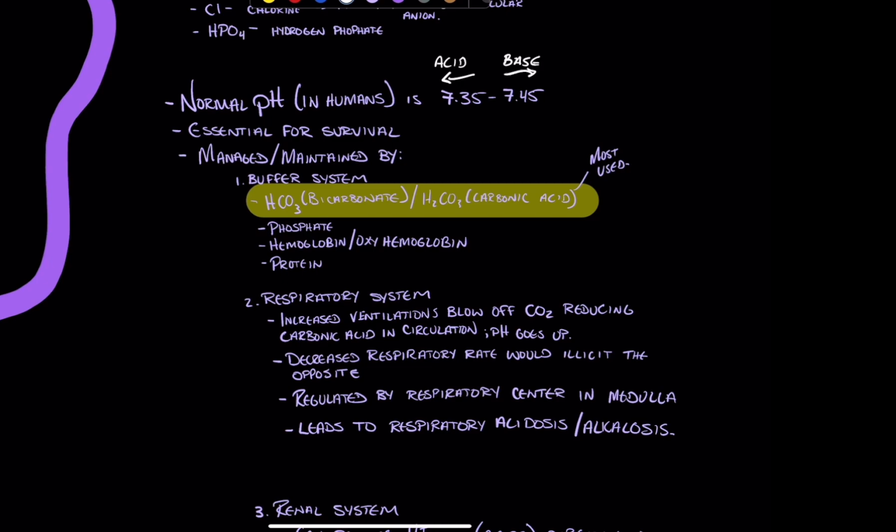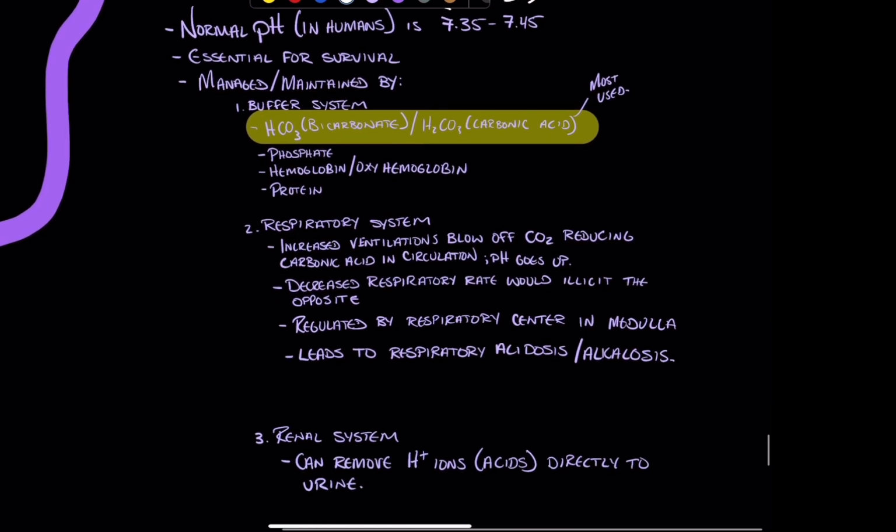There are settings in our body, like our stomach, which obviously have a much lower pH level, but as far as normal metabolic function in our blood and perfused tissues, it's going to be somewhere in this range from 7.35 to 7.45. The big systems that manage this are our buffer systems, respiratory system, and the renal system. The big one with the buffer system is called our bicarbonate carbonic acid buffer system.